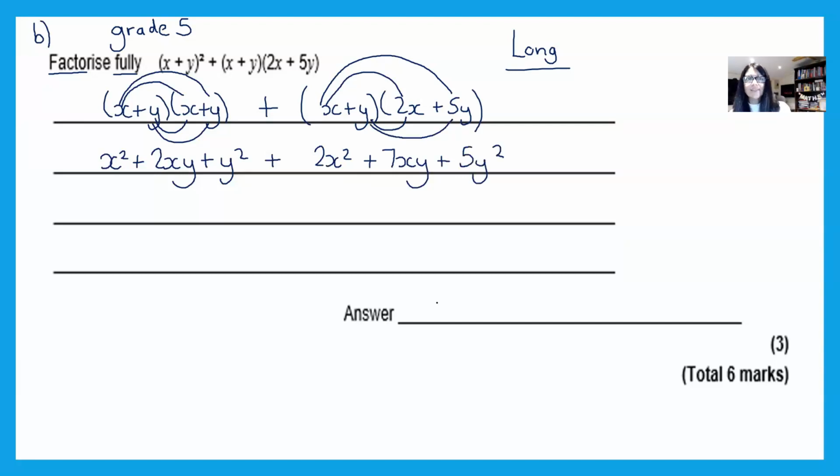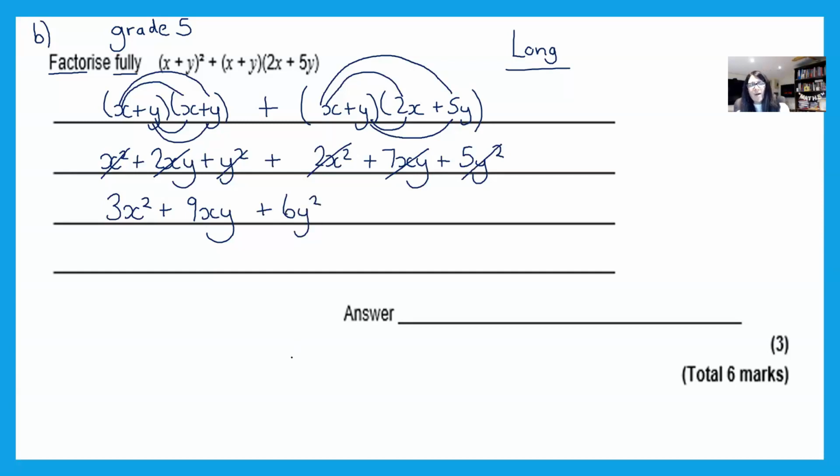Brilliant. Now we can simplify like terms, things that have got the same letter and the same power. So how many x squareds have we got? 3x squared. And then how many xy's have we got? We've got 2 there and we've got 7 there. So we've got 9xy, and then we've got y squared there and a 5y squared there. So we've got 6y squared.